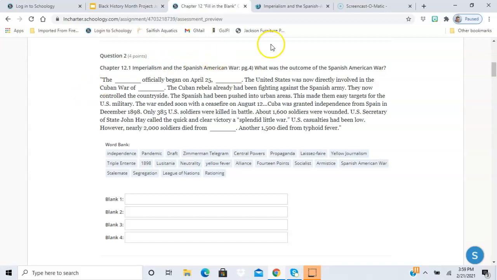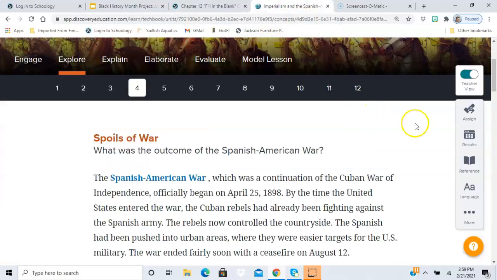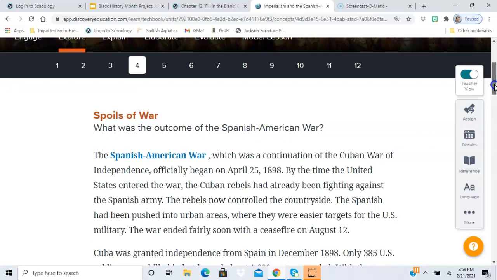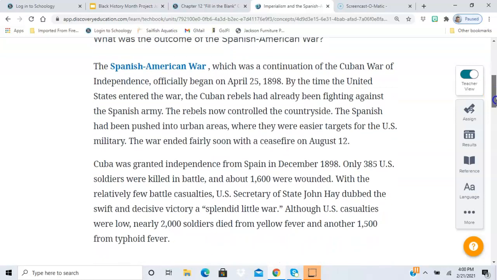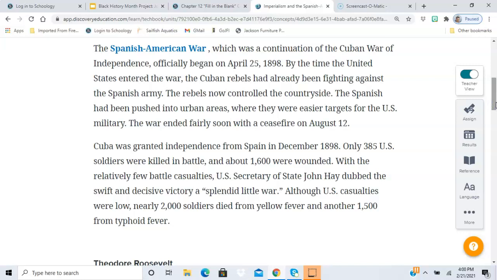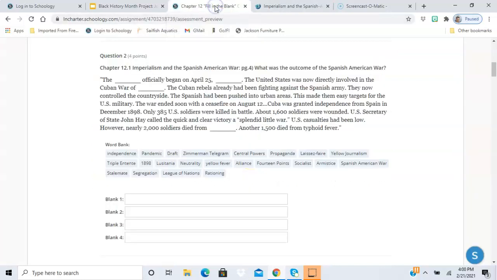So again, you would go back to the textbook and you would look for the answers to each of these fill in the blank questions in the Cornell notes, and you would look for them in the page that it says, in this case, page 4. So basically, in the first 2 paragraphs on this page, you would find the information that would help you accurately fill in the blanks on the Cornell notes. So we'll do one more together.